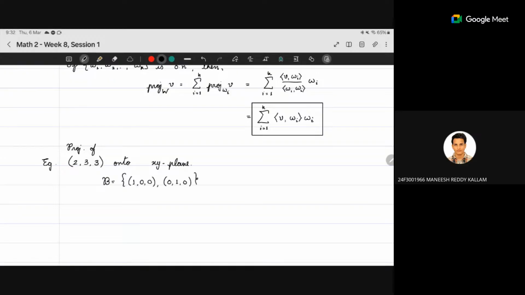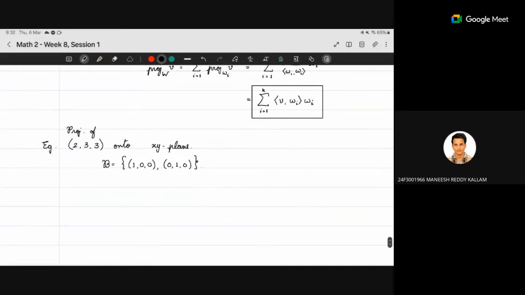So this is an orthonormal basis for the xy plane. That's why I said that it's kind of an easy example, because so far we have not seen how to construct an orthonormal basis. So let's just work with this. And so what would be the projection of, let me just call this guy xy, okay? Projection of (2, 3, 3) onto the xy plane.